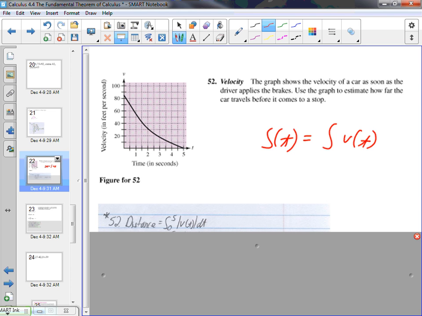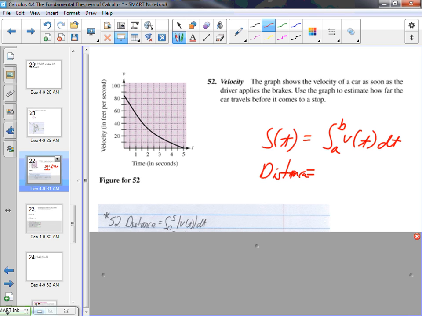So if the position function, S for position function, is the indefinite integral of velocity, and position functions are measuring distance, then if I put endpoints on there and make it a definite integral, I'll get a number. And what will that number be? It'll be the distance, because that's what the position function measures. Does that make sense? Okay.